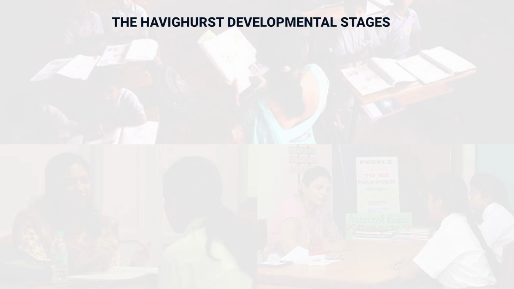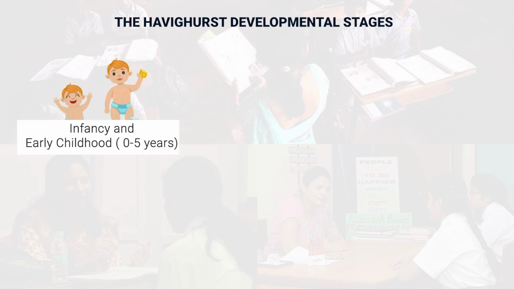And now let us look into the Havighurst developmental stages, the second component. Havighurst has categorized 6 stages with a list of crucial developmental tasks for each stage that is universal to mankind. Those 6 stages are given to you. First stage is infancy and early childhood. That covers 0 to 5 years.